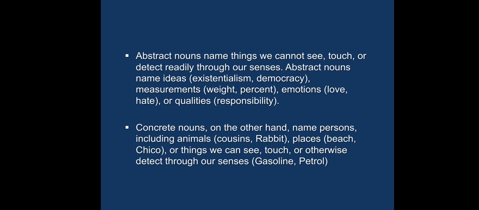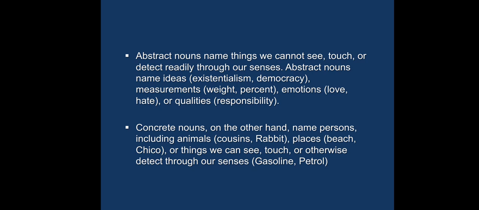Abstract nouns name things we cannot see, touch, or detect readily through our senses. Abstract nouns are ideas like existentialism, democracy, communism, socialism. Measurements like weight, length, percent. Emotions like love or hate, or qualities like responsibility.